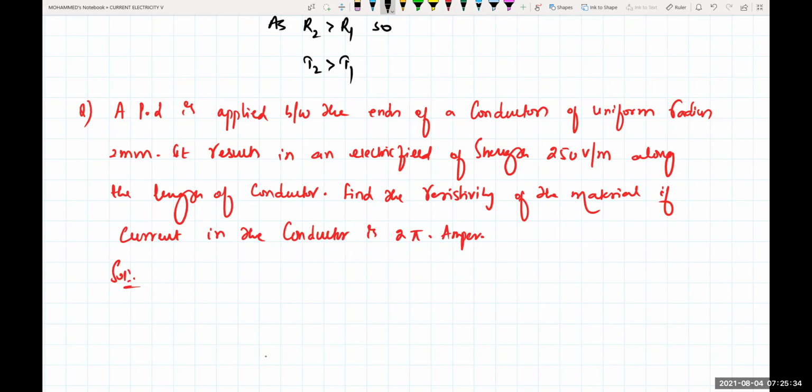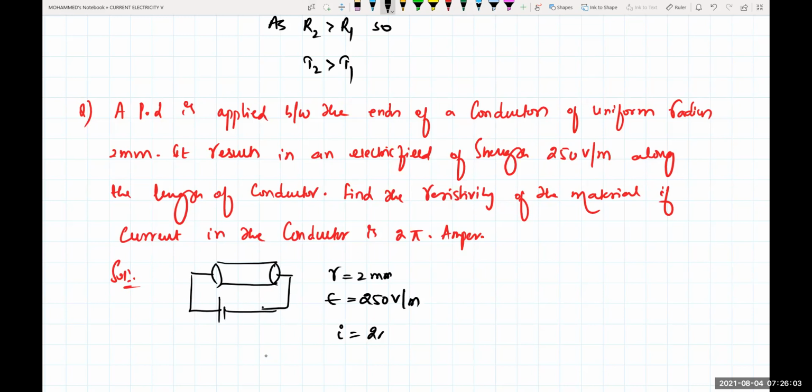In terms of electric potential, a potential difference is applied between the ends of a conductor. Let us assume this is a conductor. Across these ends, potential is being applied, between the ends of the conductor of uniform radius. Radius is equal to 2 mm. It results in an electric field. The electric field is given as 250 volt per meter along the length of the conductor. Find the resistivity of the material if the current in the conductor is I equals 2 pi ampere.